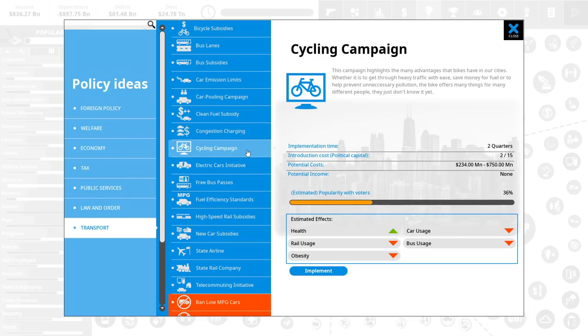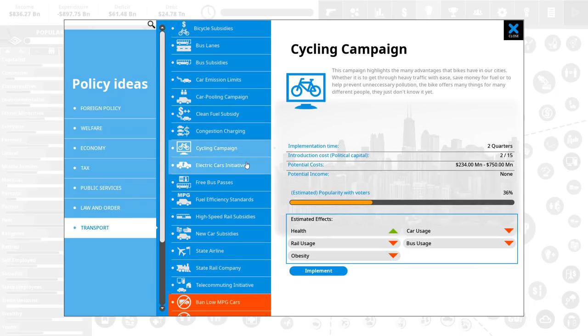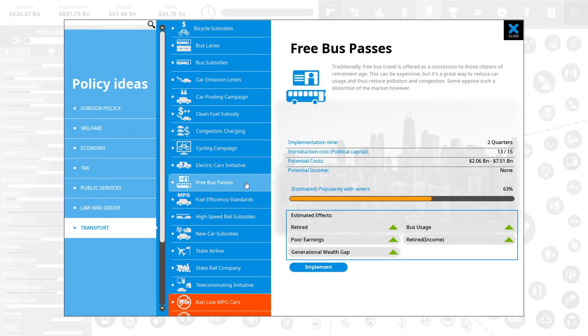So $750 million. It is going to have a positive effect on health. It is going to get car usage down, but bus usage also down, and obesity down. So, yeah, that'd be way more expensive, but it would also boost the income of the environmentalist faction. Got it. Okay. Both of these are really cheap and easy to implement. Or electric cars, but that would just lead to, well, motorists would like it, but there's still as many cars. It doesn't solve the gridlock problem.